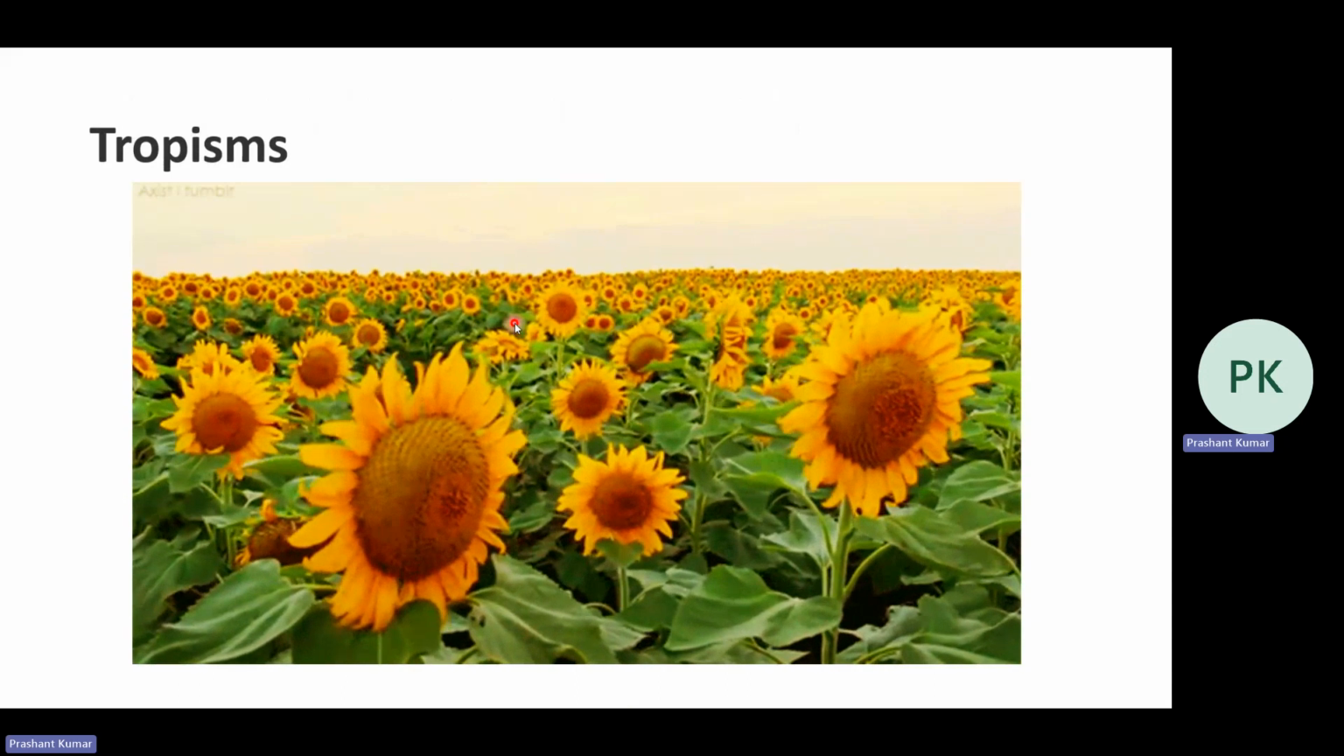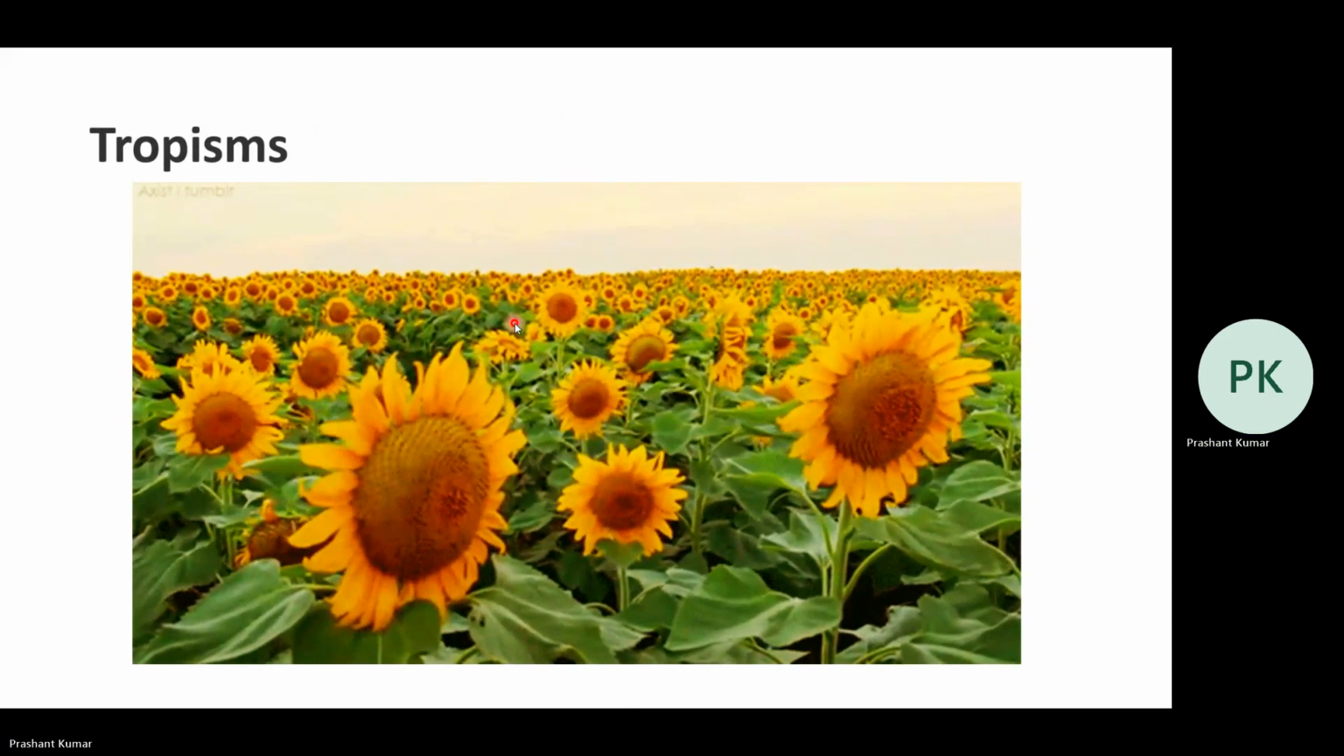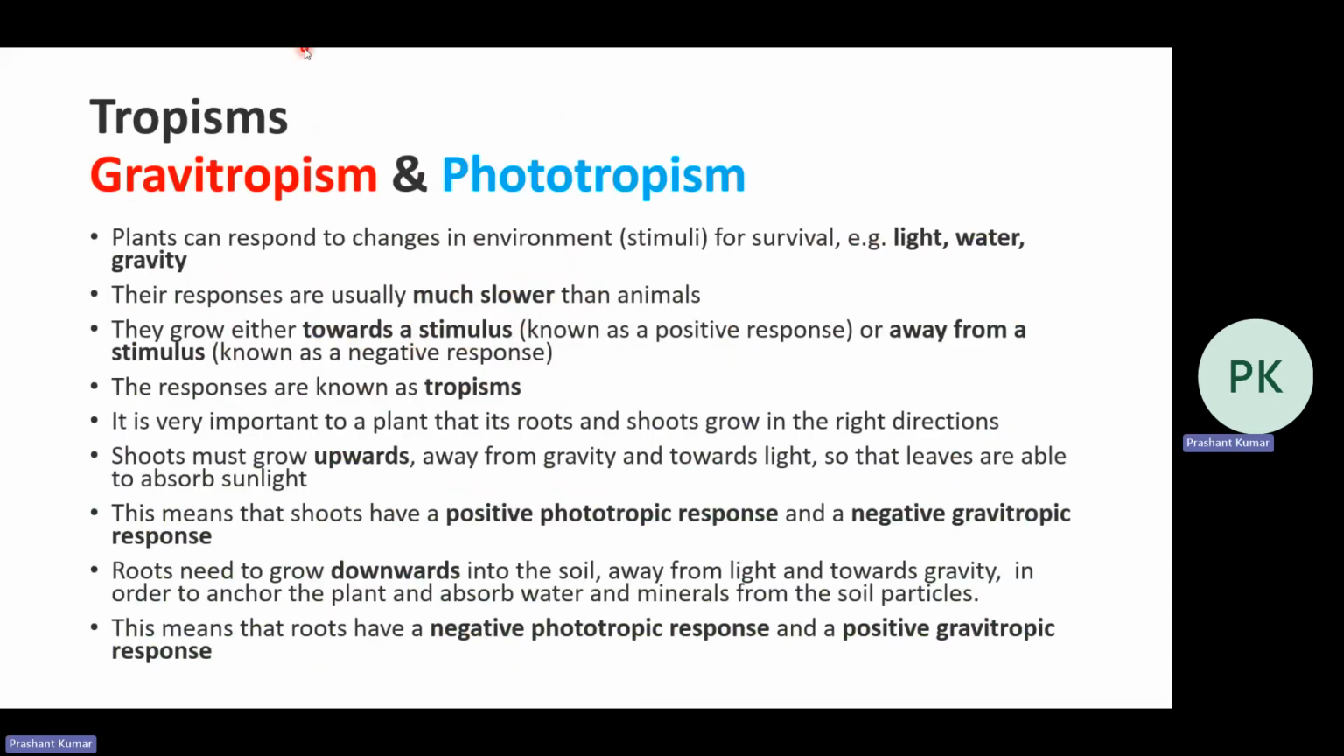Let's talk about tropism. Tropism means the movement of a plant in response to different conditions. In this topic, we'll talk about gravitropism, also called geotropism, and phototropism. Plants can respond to changes in the environment, that is either light, water, or earth's gravity. Their responses are usually much slower. It's not a fast process, right?